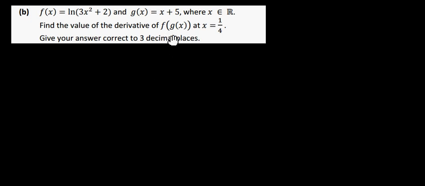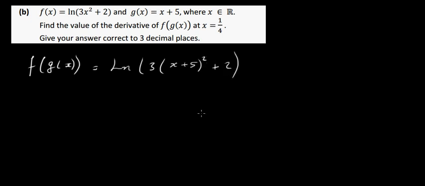So what we've got to do first is work out what this is. So we want f of g of x. In other words, we've got to take g of x, which is x plus 5, and put it in here. So really what it is is the log of 3 times x plus 5 squared plus 2. So this is our g of x here, and we put it into our f of x here. So let's just multiply that out. That gives me the log of 3 times x squared plus 10x plus 25. We've got plus 2 here as well.